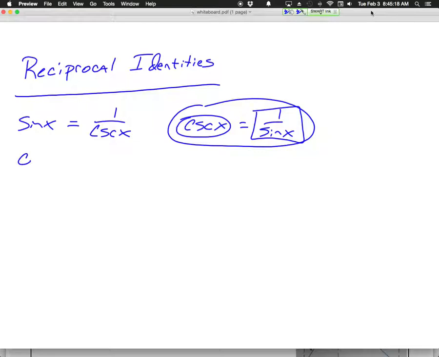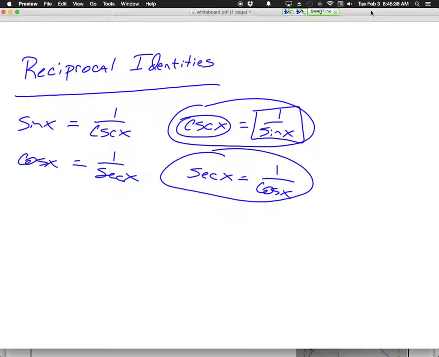Okay, along those lines, what's cosine going to be equal to? 1 over secant, which means that secant is going to be equal to 1 over cosine of x. And again, this one on the right is the one we'll probably use most. Usually when we see secant, we would take secant out and replace it with 1 over cosine.